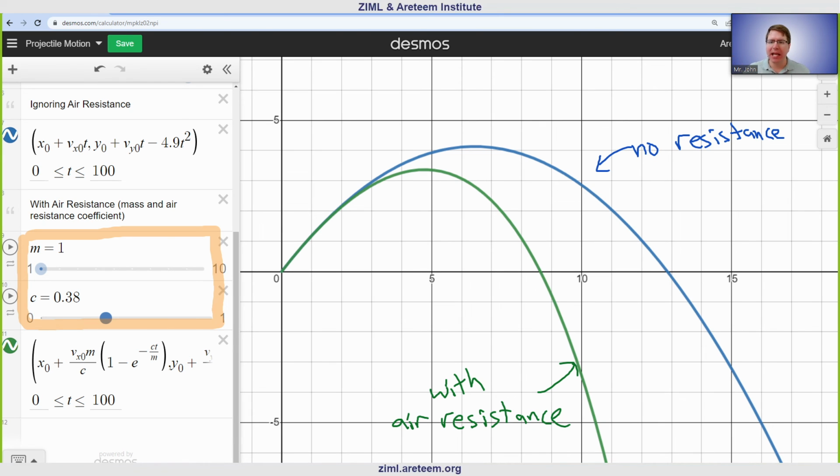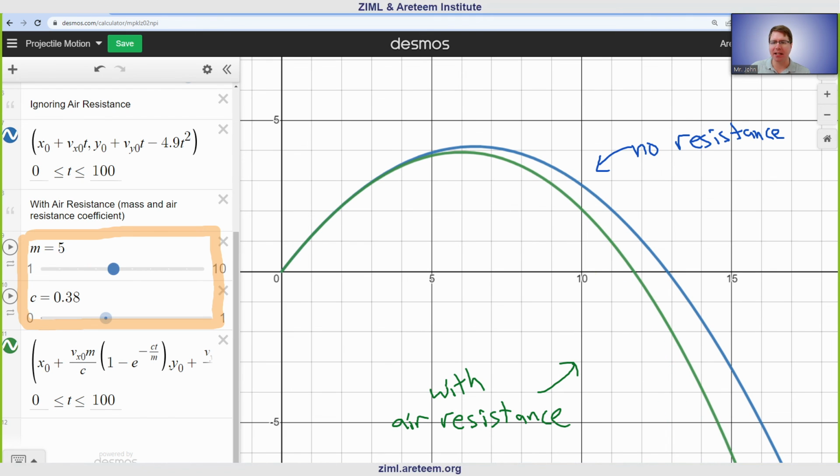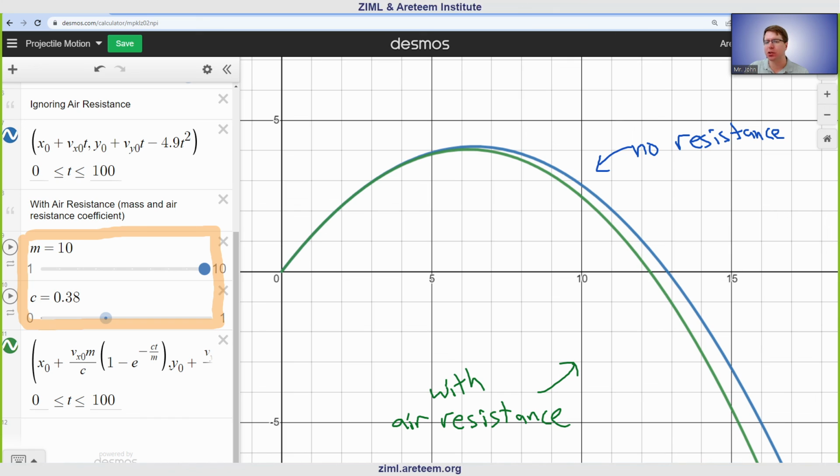So that's our main idea. A couple things I want to say just for fun, and I will share this graph if you want to play around with these yourself a little bit. The heavier object you have, the more it can resist the air resistance, because it's heavier, it has more inertia. So if we bump up the mass, we get closer and closer to that parabola again.